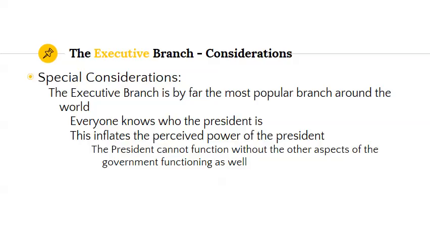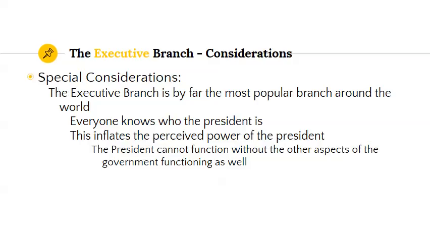Finally, some special considerations about the executive branch. The executive branch is by far the most popular branch around the world. Everyone knows who our president is. They always know who the president is. This inflates the perceived power of the president. I'm here to tell you that the president is not actually that powerful. The president is just slightly powerful, and there are all of those checks and balances that go into it, and that's all part of what the president does and needs to do.